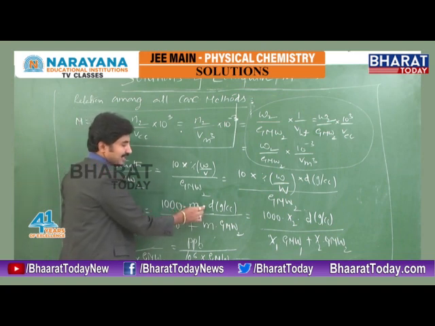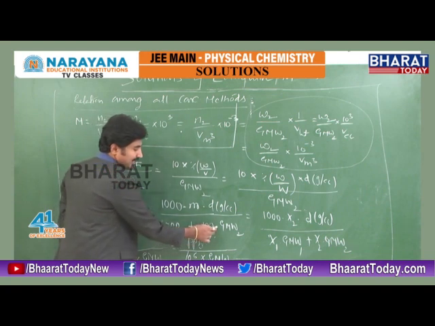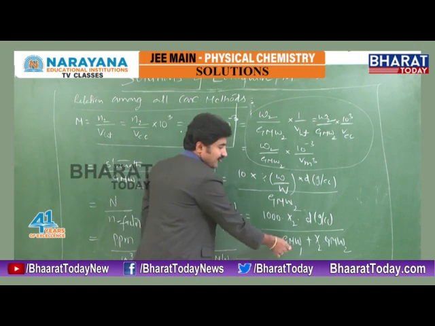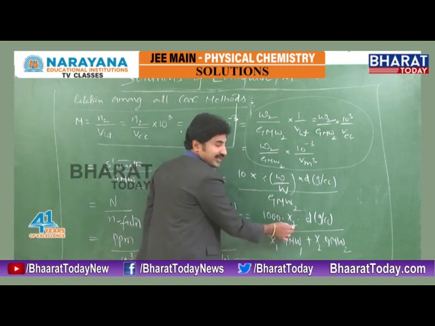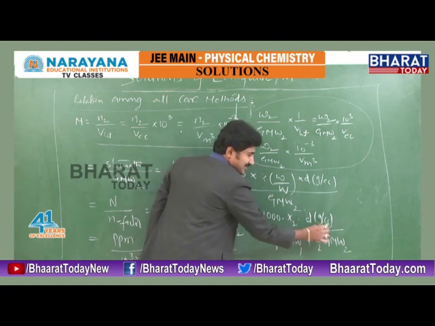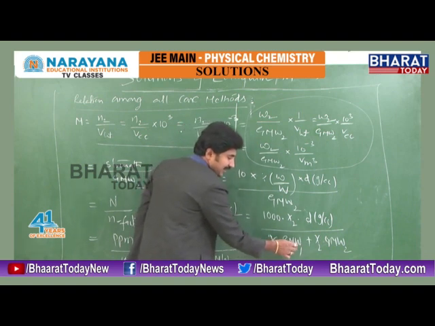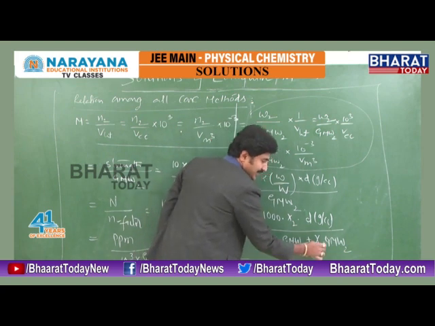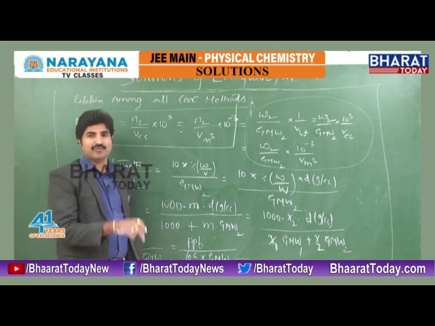From that we can simplify what molarity is: 1000 into molality into density of solution in gram per cc by 1000 plus molality into gram molecular weight of the solute. Similarly, in terms of mole fractions, if you derive it, we get 1000 into mole fraction of the solute into density of the solution in gram per cc by mole fraction of the solvent into gram molecular weight of the solvent plus mole fraction of the solute into gram molecular weight of the solute. That is in terms of mole fractions.